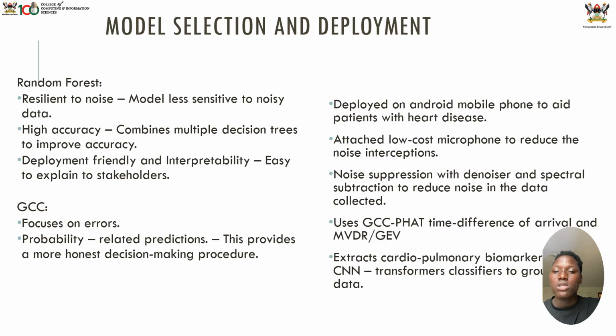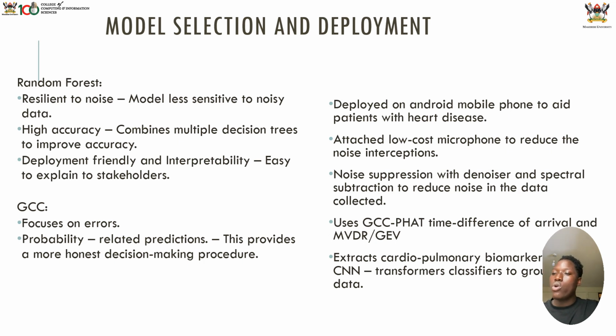The second one we have is the GCC. Focus on errors, the probability related prediction. This provides a more honest decision making procedure. So you have the deployment on an Android mobile phone to aid patients with heart disease to check on his health.